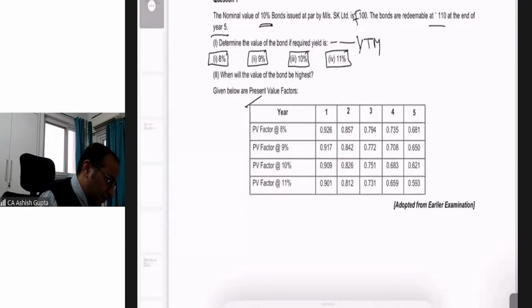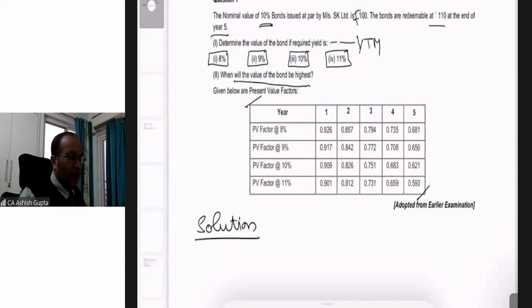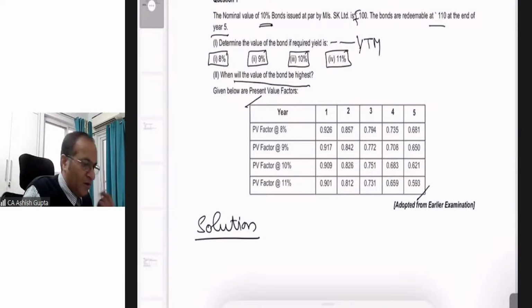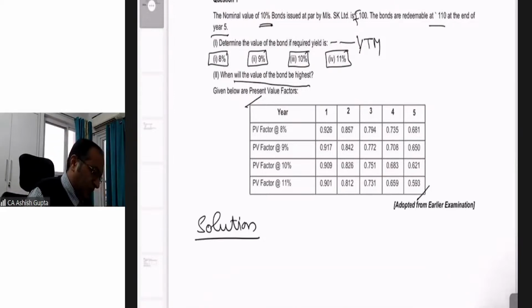Of course, the PV factor table has been given to you. Next it is asked, when will the value be the highest? Okay, students, now let us start solving the question, and with this one aspect of bond valuation will also be covered. Students, first of all, we start with the value of the bond.